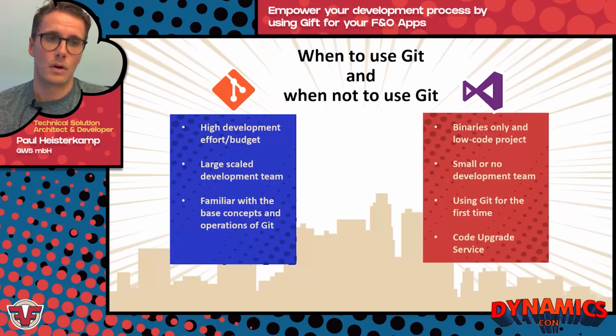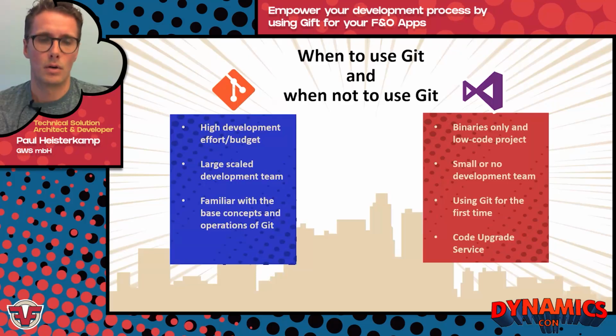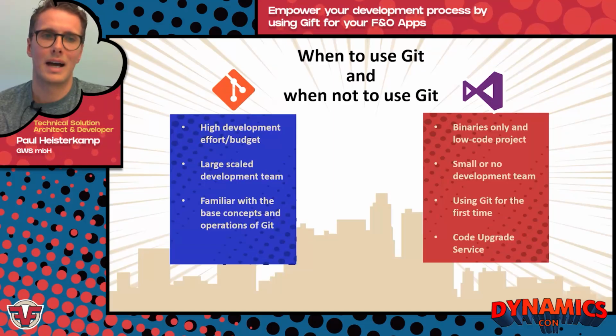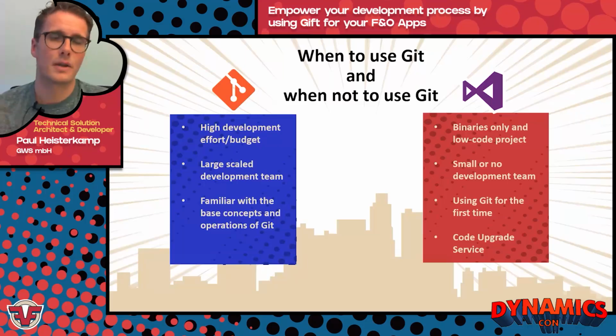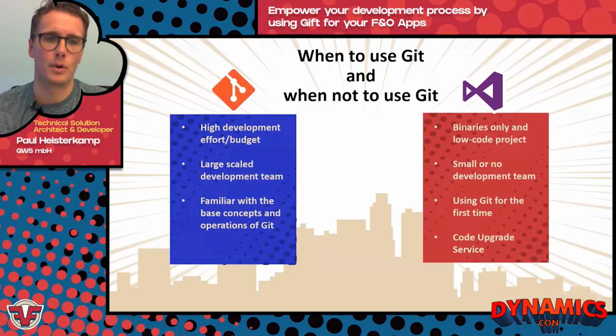Now on to when to use Git. You will benefit from the Git flow when you're having a high development effort or a high development budget. So you're doing a lot of customizations, a lot of extensions, and you have a large scaled development team. Then I think it is good to use Git because you have a better ALM story and a better development process story.